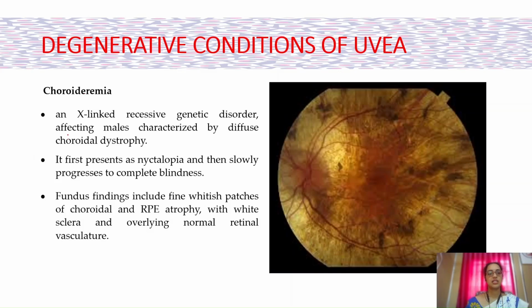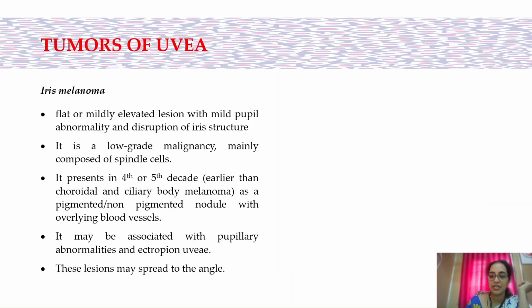It's an X-linked recessive genetic disorder affecting males, characterized by diffuse choroidal atrophy. In choroideremia, the patients usually present with nyctalopia, and then slowly it progresses to complete loss of vision. Fundus findings include whitish patches of the choroidal and RPE atrophy with white sclera and overlying normal retinal vasculature. You see that the normal retinal vasculature looks as if it is hanging on the bare sclera.